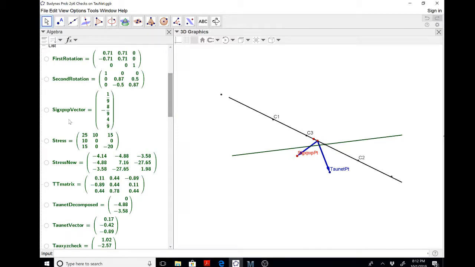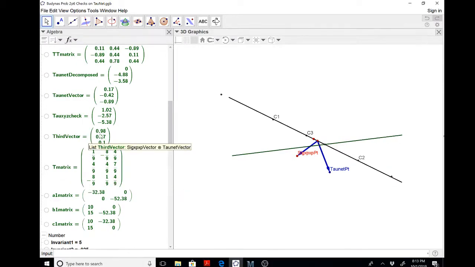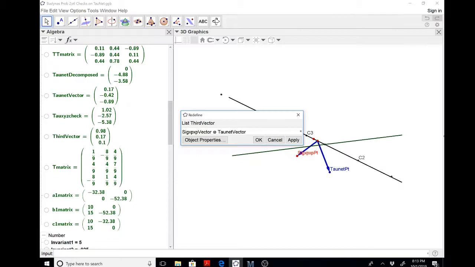What I did was I just said the direction cosines of the sigma x prime vector is this. It's just the list of the direction cosines. And then the tau net vector is just the list of the direction cosines with the t's. You see that? And the third vector is the first one cross the second. So you have to do a cross product right here. So that's just a cross product, and the command is cross.